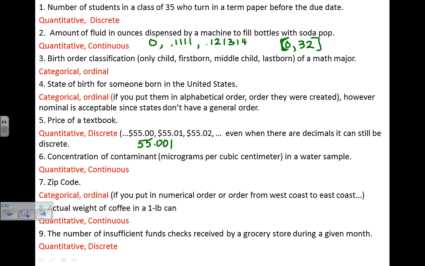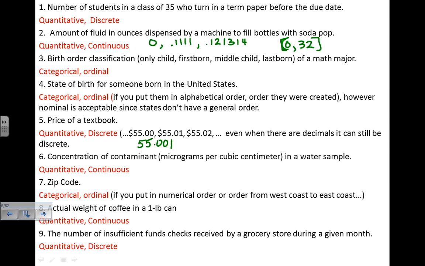Zip code, categorical, and this is kind of like the states. I could say you could put a numerical order for zip codes, or you could put an order from West Coast to East Coast, whatever. But I would definitely say ordinal here because you could put them in order. But zip codes are categorical. You're not counting up the zip codes, even though it deals with numbers. It's still a category. 8, the actual weight of coffee in a 1-pound can. So this is quantitative. You are counting it, and it's continuous.